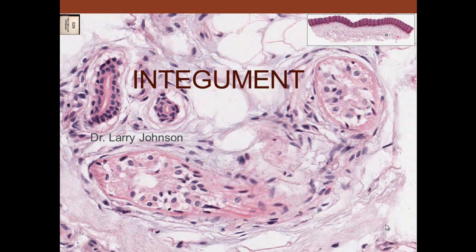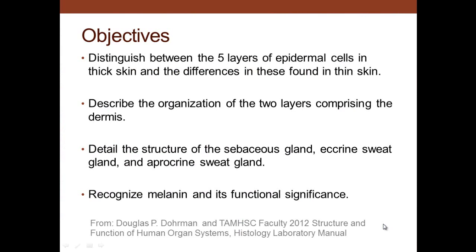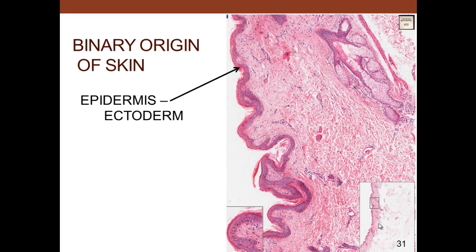Integument. We want to describe the different layers of the epidermis, describe the organization of the layers of the dermis, then describe the structures of the sebaceous gland, eccrine sweat gland, apocrine sweat gland, and to recognize granules, melanin granules being one of those in skin. Now, skin has a binary origin.